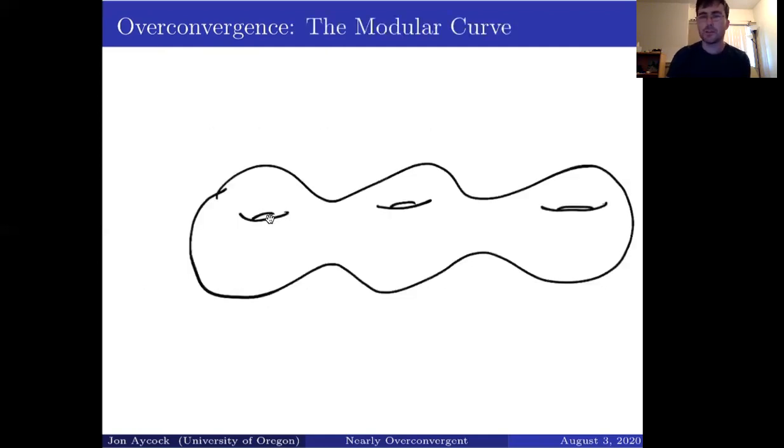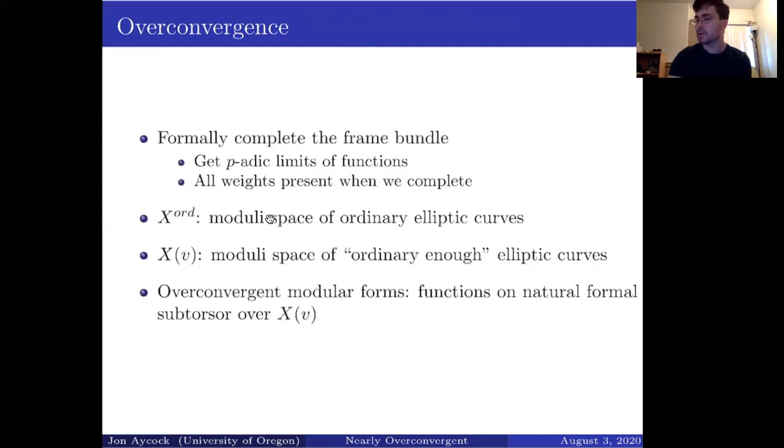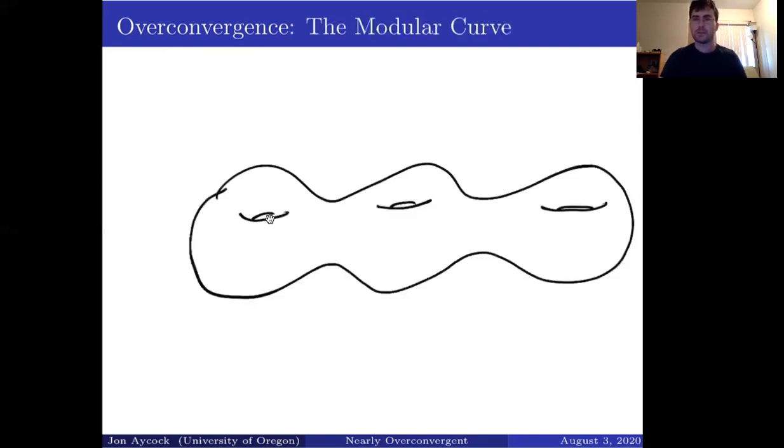So we're going to have a couple of pictures coming up next. So we have the modular curve, and I'm also going to have a picture of the ordinary locus and of the overconvergent locus, this X of v. Because our modular curve is an algebraic curve, you should think of it as one-dimensional over C rather than over R. So it really looks like a surface rather than a curve. So I've drawn just a surface here.